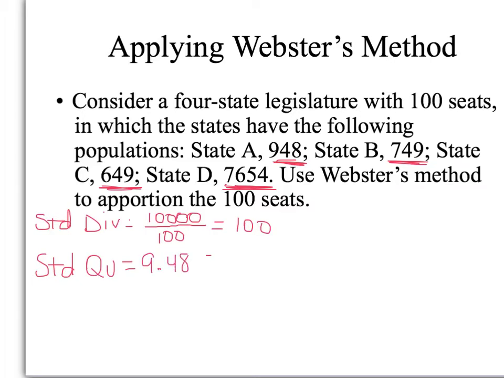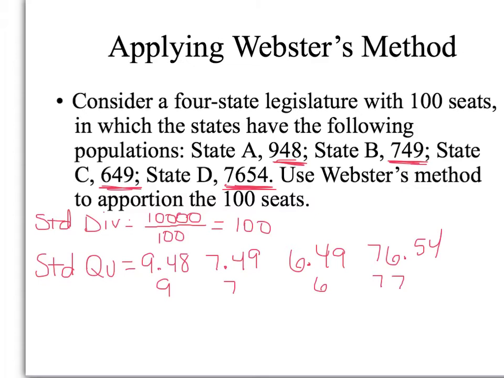9.48, 7.49, 6.49, and 76.54. So Webster rounds based on the arithmetic mean, so general rounding. So this would be 9, 7, 6, and 77. And that does not add up to 100.